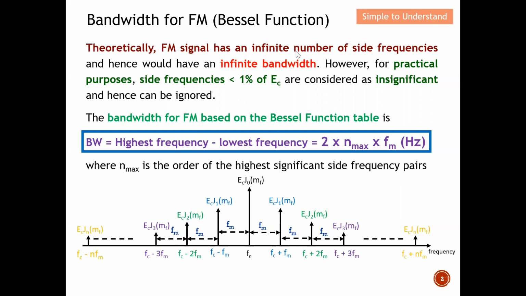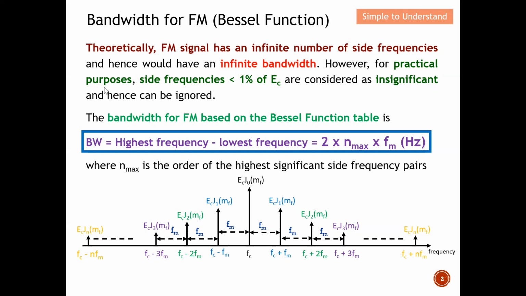As the name implies, technically, for FM, there is an infinite number of side frequencies, which means that this goes on and on, all the way to the right and all the way to the left. Because of this, technically, we should have infinite bandwidth. So this is what the first sentence means.